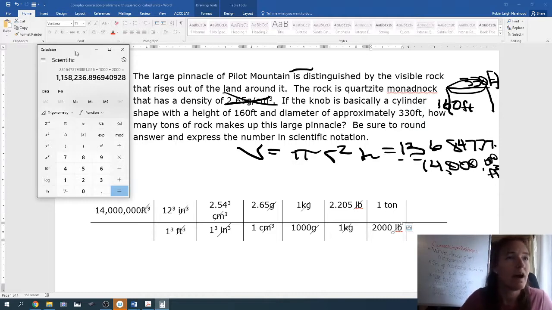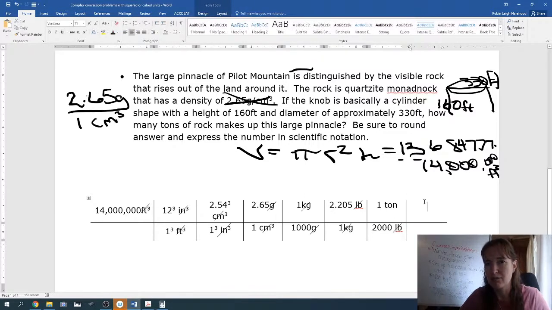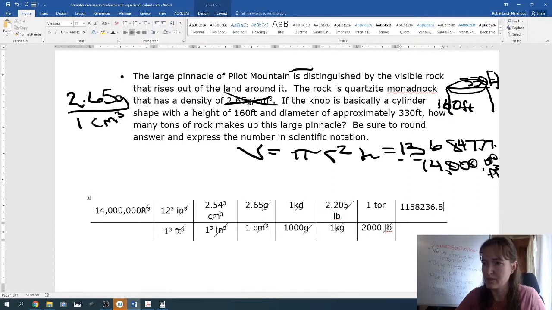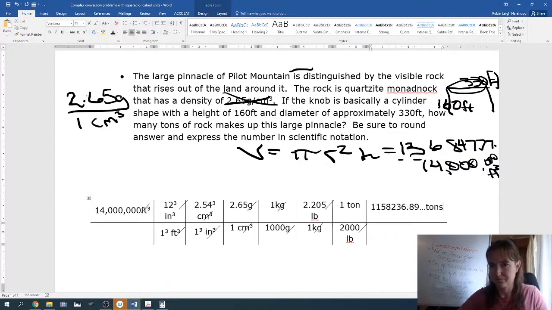So I get a little more than 1,000,000 tons. I'm going to type the answer that I see, 1,158,236.89, and then it just keeps going, and that's tons. That is a lot of digits. I only want 2 digits. My measurements up here are 2 digits, the 330 feet and the 160 feet. Those are the measurements, and I use that to get to the volume, and then I use the volume to get to the weight. So here I need to go to 2 digits.